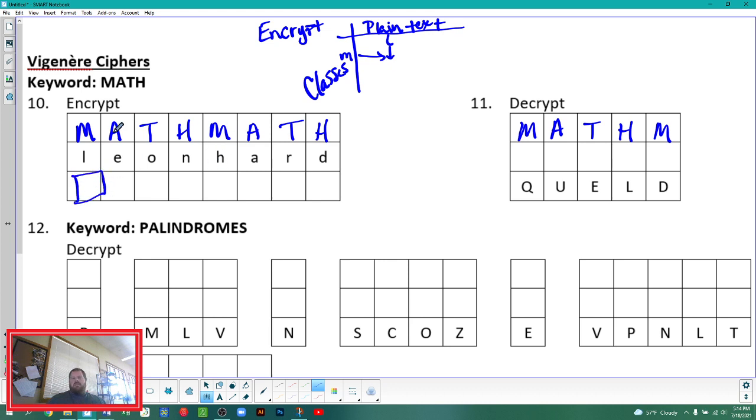Then I move on and I use my A class, and I'm trying to encrypt an E. And so I want to find where A and E meet in the middle of the square. Now that is different than decryption. Let's talk about how to decrypt.